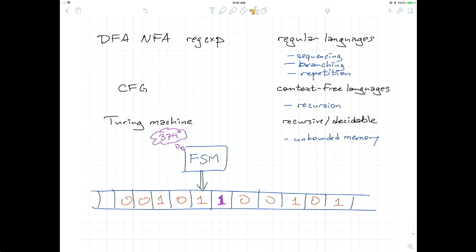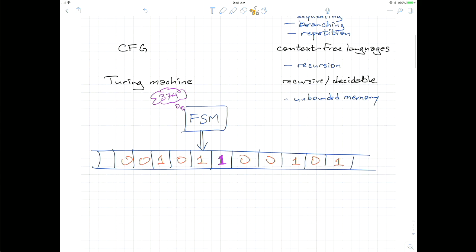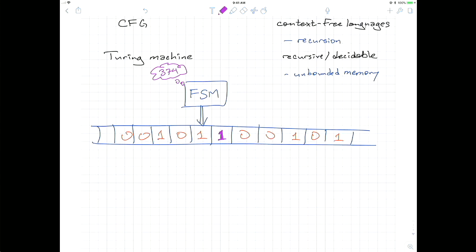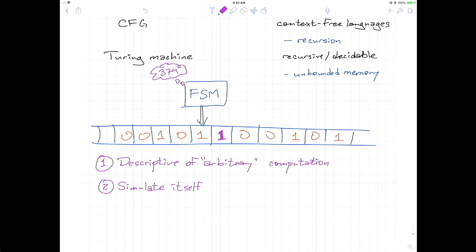Right? So it's exactly the same idea that on the one hand, it's descriptive of arbitrary, I do need to put this in quotes, computation. Everything that you can imagine a human or a digital device actually doing. And on the other hand, it's simple enough that it's fairly easy to convince yourself that it can simulate itself, right?